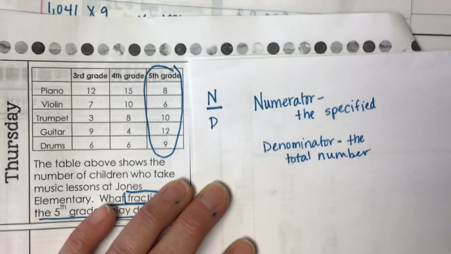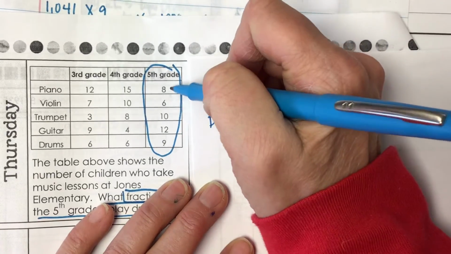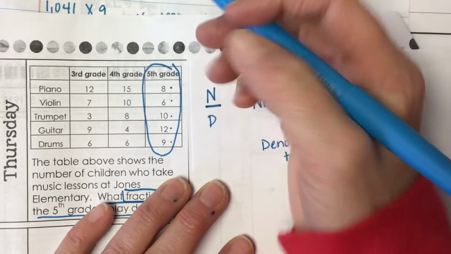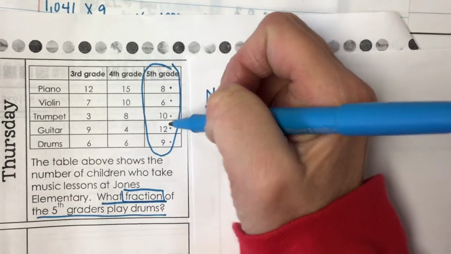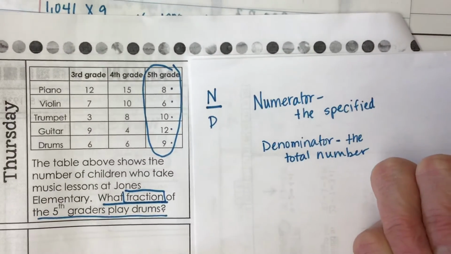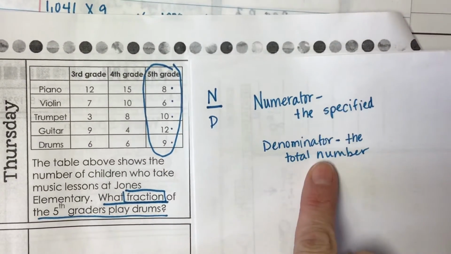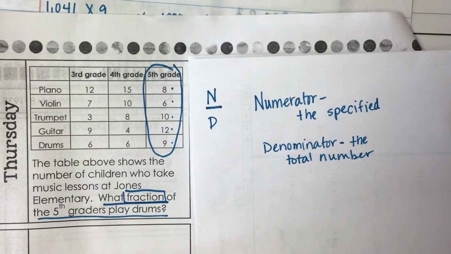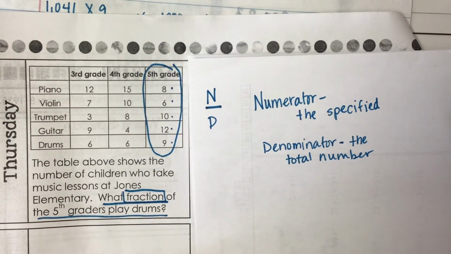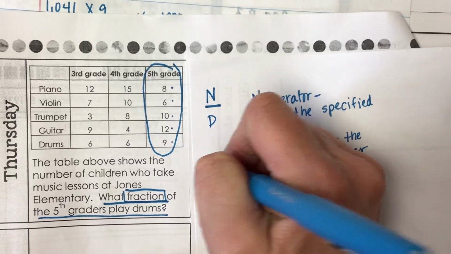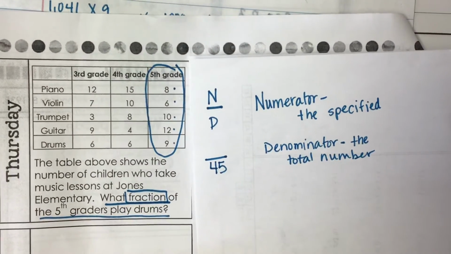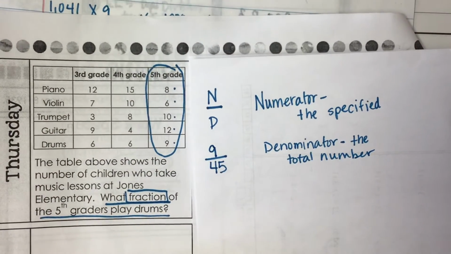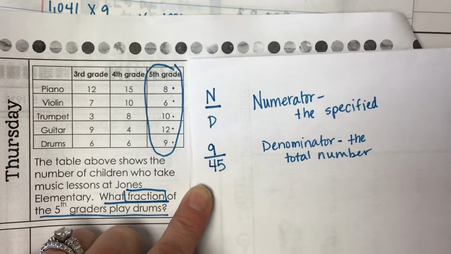So if we need a fraction for the fifth graders, our denominator needs to represent the total number of fifth graders. So you needed to add 8 plus 6 plus 10 plus 12 plus 9 to get your denominator. Okay, the denominator is the total number. So when you added those together, what did you get? Nolan? 45. And then what was our specified number, or the number that played drums? Ethan? 9. Now, a lot of you got 9/45, but you didn't know how to reduce that fraction.